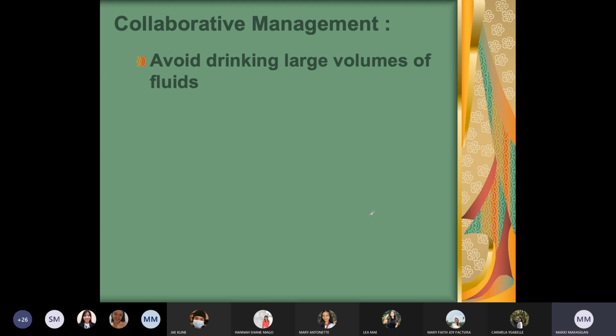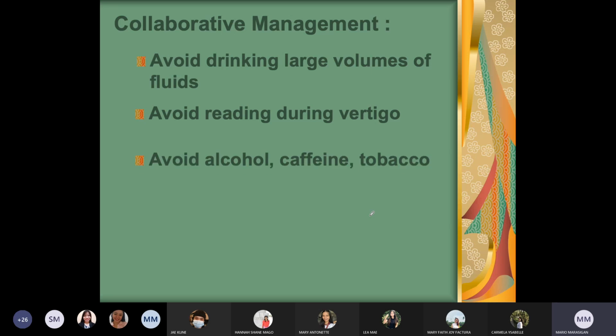Avoid drinking large volume of fluid. Kasi meron na siyang high drops, right? May build up of fluid na doon sa ear. Avoid reading during vertigo. And actually, you cannot read when you have vertigo. You cannot even open your eyes in severe attack of vertigo.